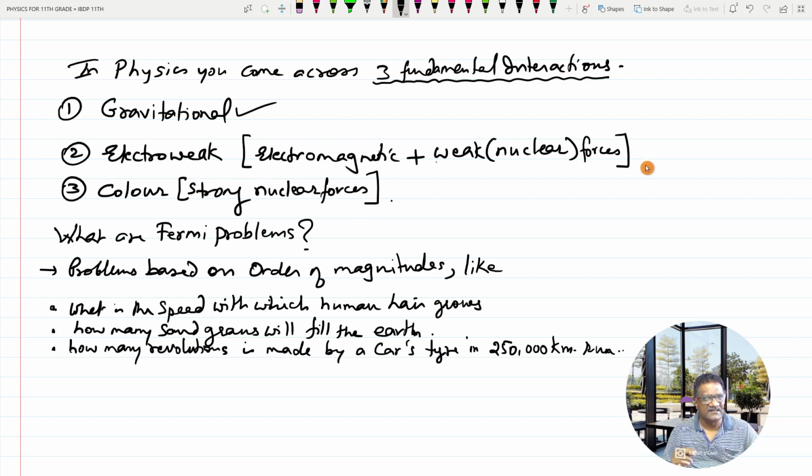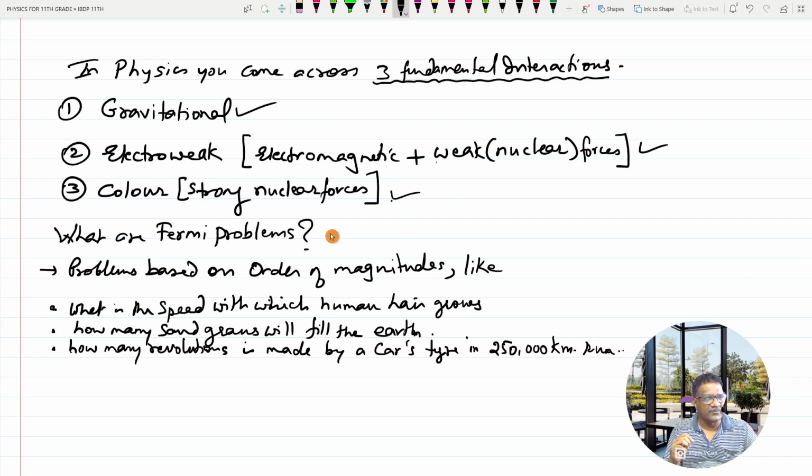These are the things which you will study further in your physics at a higher level, maybe in the 12th grade. You'll understand all these concepts of fundamental interactions in physics. So basically, remember there are three fundamental interactions: gravitational, electroweak, and color.